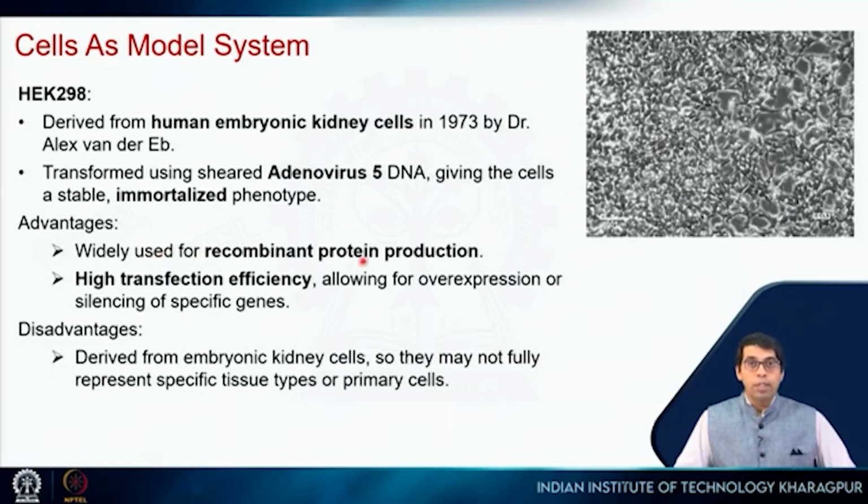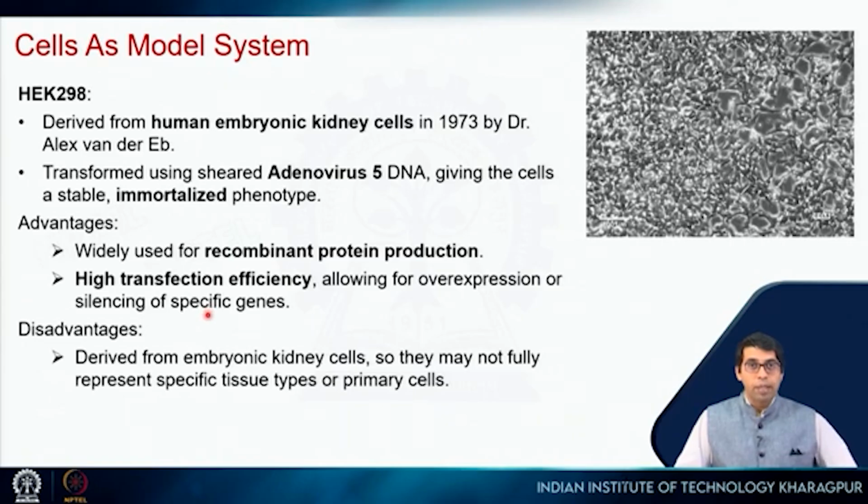They are widely used for recombinant protein production. In recombinant DNA technology, you will learn that we typically use bacteria to produce protein recombinantly. So that is the first choice. However, there are many proteins which do not express well in bacterial systems, especially if those proteins have post-translational modifications. So in those situations, cells like HEK 293 can be used for overexpression of these target proteins. It also has high transcription efficiency, which means that silencing experiments can also be done relatively easily.